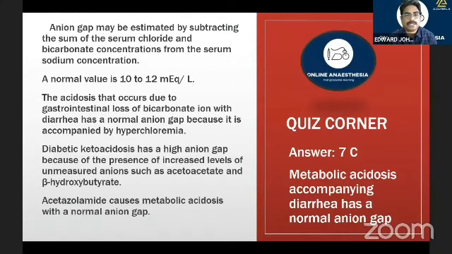The acidosis that occurs due to gastrointestinal loss of bicarbonate ion with diarrhea has a normal anion gap, because it is accompanied by hyperchloremia. Diabetic acidosis has a high anion gap because of increased levels of unmeasured anions, that is, acetoacetate and beta-hydroxybutyrate. Acetazolamide causes metabolic acidosis with a normal anion gap.